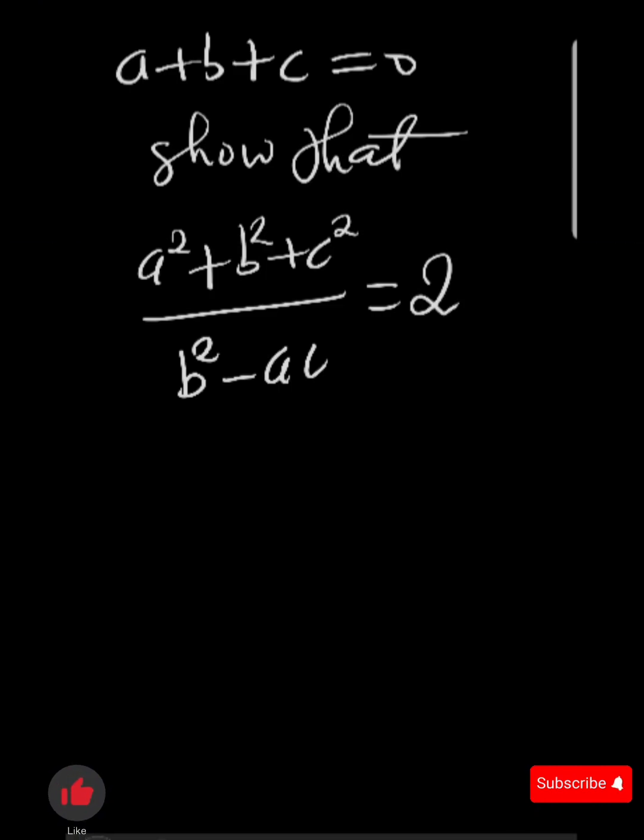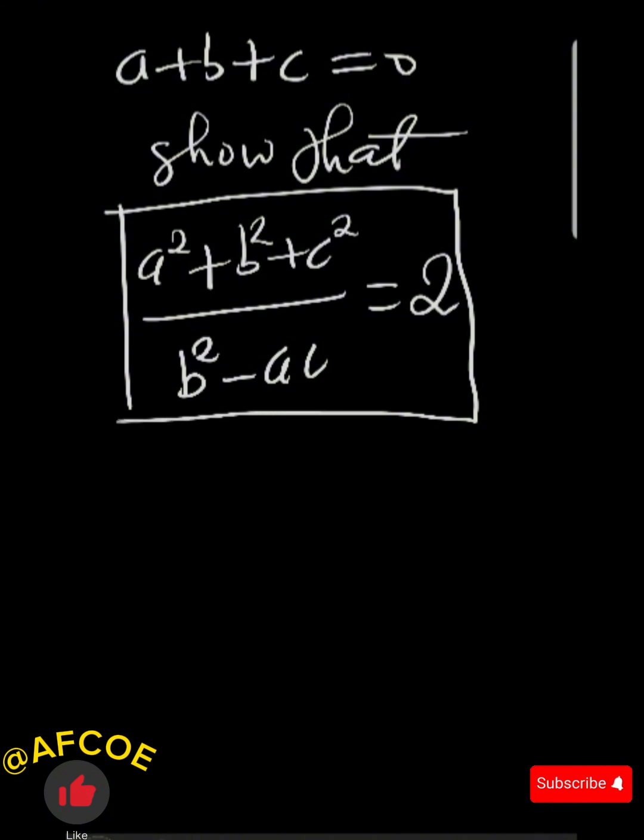Okay, let us answer this question that was just recently sent to my email. We have been given that a plus b plus c equals 0, and we should show that this equals 2. Okay, so how are you going to begin?